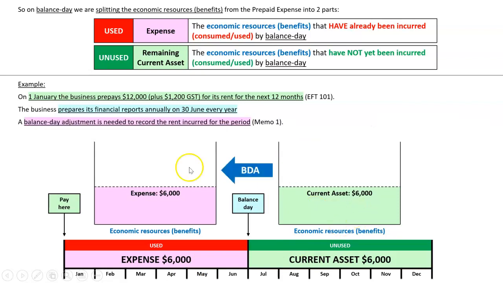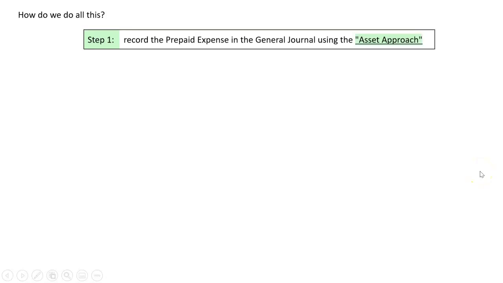All right, how are we going to do that? Well, we're going to do that with a balance day adjustment. That's the whole point of this chapter. We're going to need to do a balance day adjustment to record the rent incurred for the period. So that's our mechanism of doing that. And it's very complicated. So let's do some steps to follow each time. And look, the question might not even ask for all of these steps, but at least if we know them, we can look for them and know how to do them if we do get asked.